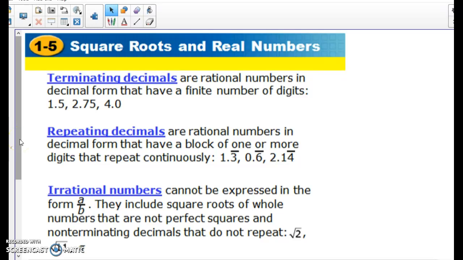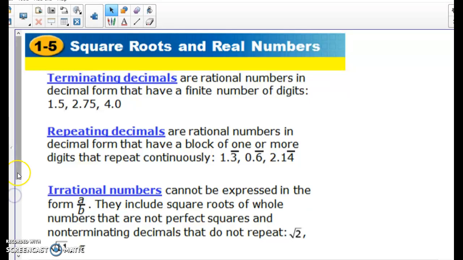Okay, terminating decimals kind of go with rational numbers. So numbers that you know all the digits to. So like, 1/2 is 0.5, 2.75, 4.0. They are terminating. Okay, repeating decimals we talked about too, with the 1/3 is 0.33333. It's a repeating decimal. Anytime you have that repeating when you type it into a calculator.